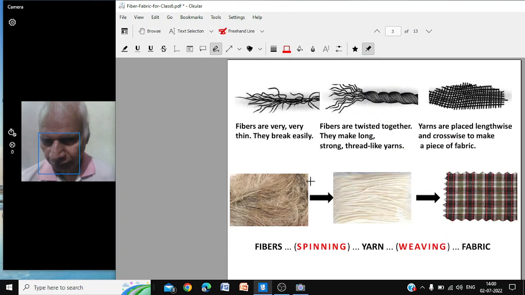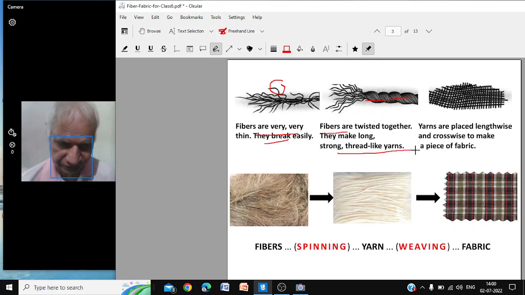Now it's very important to understand fibers, yarns and fabric. Fibers are very thin. This is a fiber, very thin and delicate. Now fibers are twisted. You can see we have twisted them, and by twisting fibers we get longer and stronger yarns or thread-like yarns. And yarns are placed lengthwise and crosswise to make a piece of fabric.